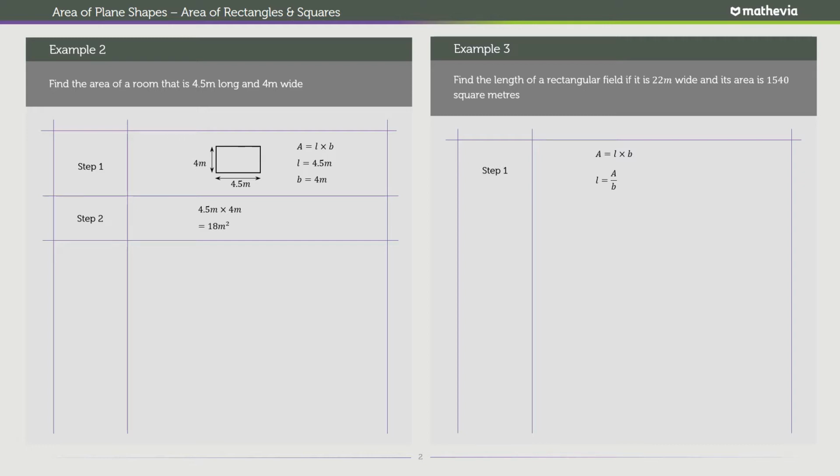So A equals L times B, and L equals A divided by B. Just like 2 times 5 equals 10, so 2 equals 10 divided by 5. Now A is 1,540 square meters. B is 22 meters. We divide 1,540 by 22 and we end up with 70 meters. Simple, straightforward. I think we have a few more examples.